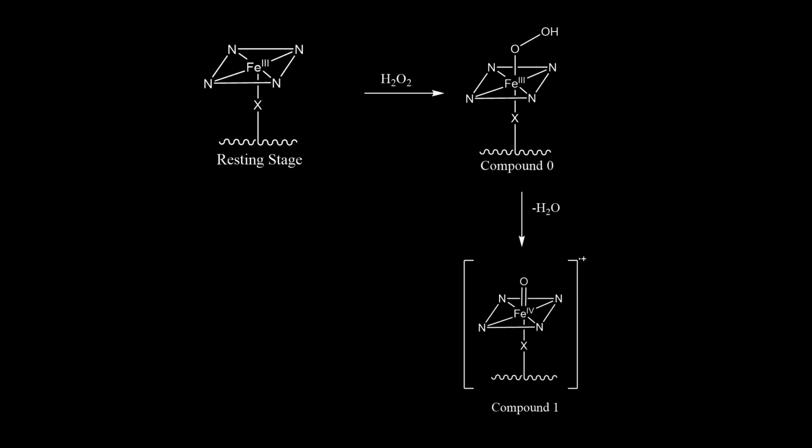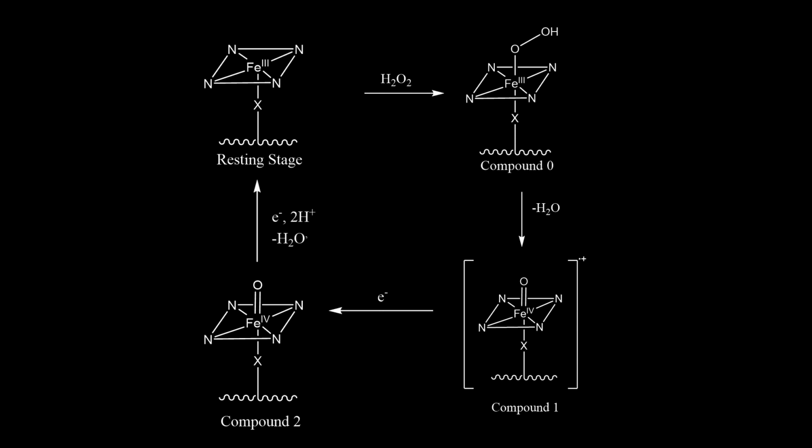is a radical cation. A single electron process takes place to give compound 2, which is an uncharged iron in +4 oxidation state. Another single electron transfer then takes place along with water loss to regenerate the active site in its resting stage. Each step of this cycle will be explained in detail now.